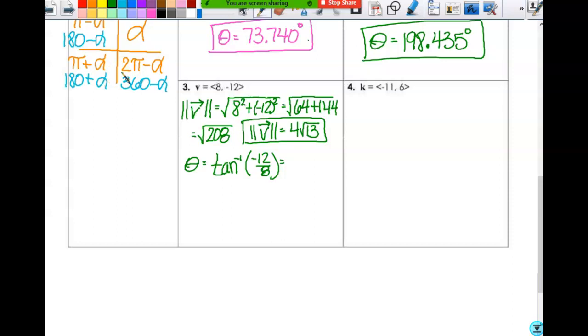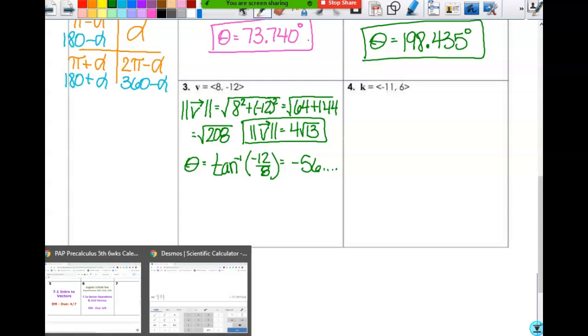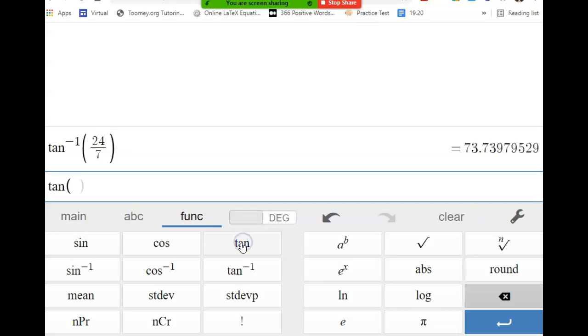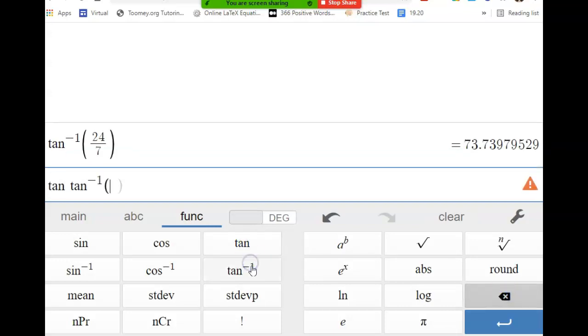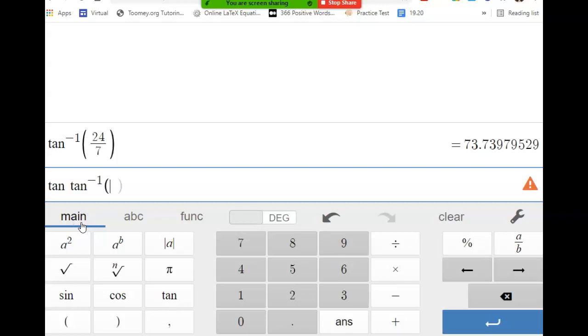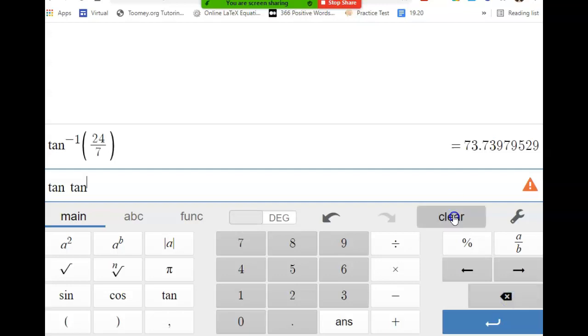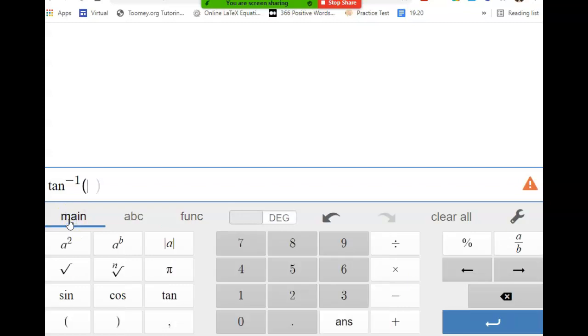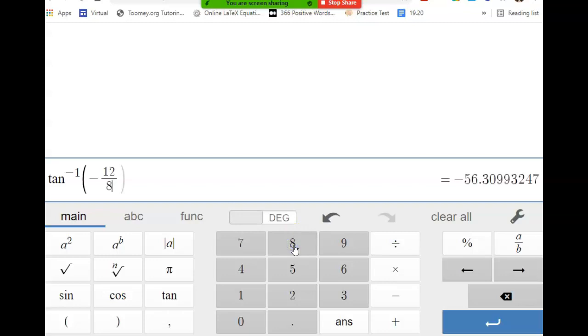Let's see, it gives me negative 56 something. I don't remember exactly what it was. I guess we should do it. Let's just do it. I'm going to do tangent inverse. Oh, wrong one. Okay, thank you for not letting me. I'm just going to clear it all off. All right, so let me hit the right thing. Tangent inverse, now I can do it correctly, negative 12 divided by 8. Okay, so that gives me negative 56.310.